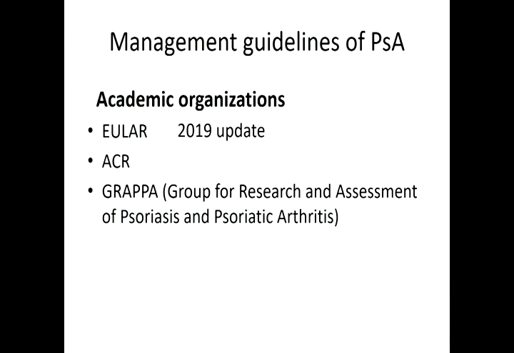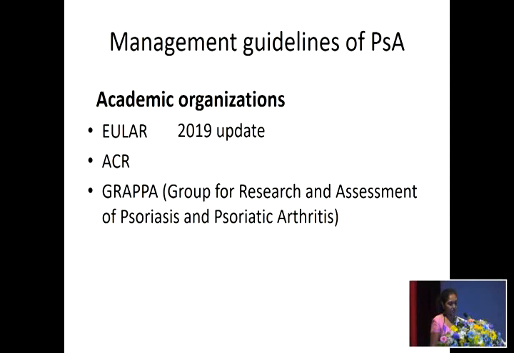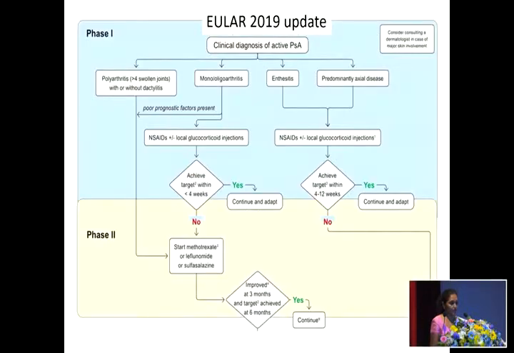So let's see how we manage these patients. There are a few academic organizations giving us guidelines in managing these patients. EULAR guidelines, I'm going to talk about this EULAR 2019 update next. ACR, the American College of Rheumatology, and GRAPPA, these are the academic organizations giving us guidelines. So according to the EULAR 2019 update, first we have to do a clinical diagnosis.